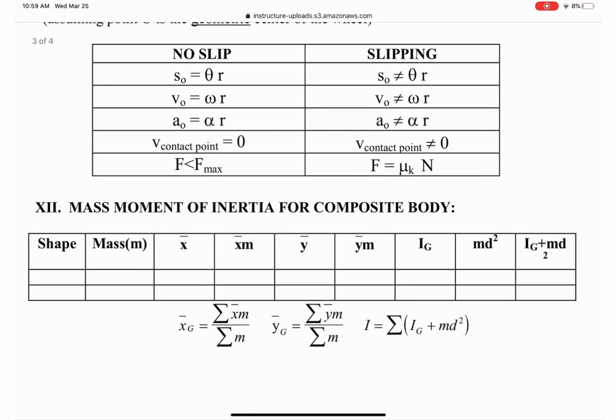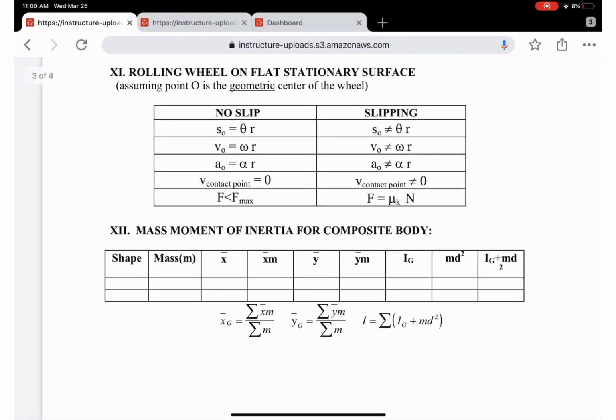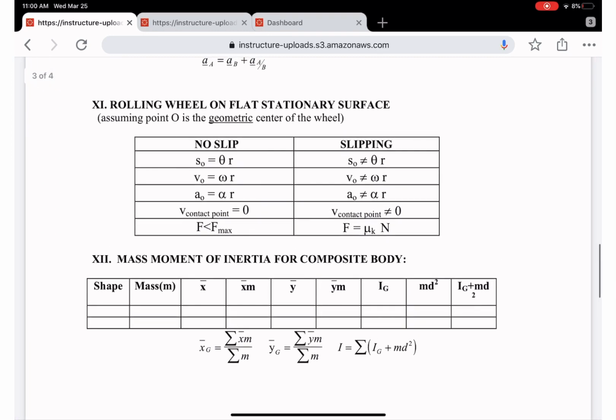We have shape, the mass, x bar times m, y bar times m, and then find IG. And then we apply the parallel axis theorem. We find m d squared, and then add those two, IG plus m d squared. That will be the mass moment of inertia about the point that you want to find. So that is in section 12 in your reference data card.